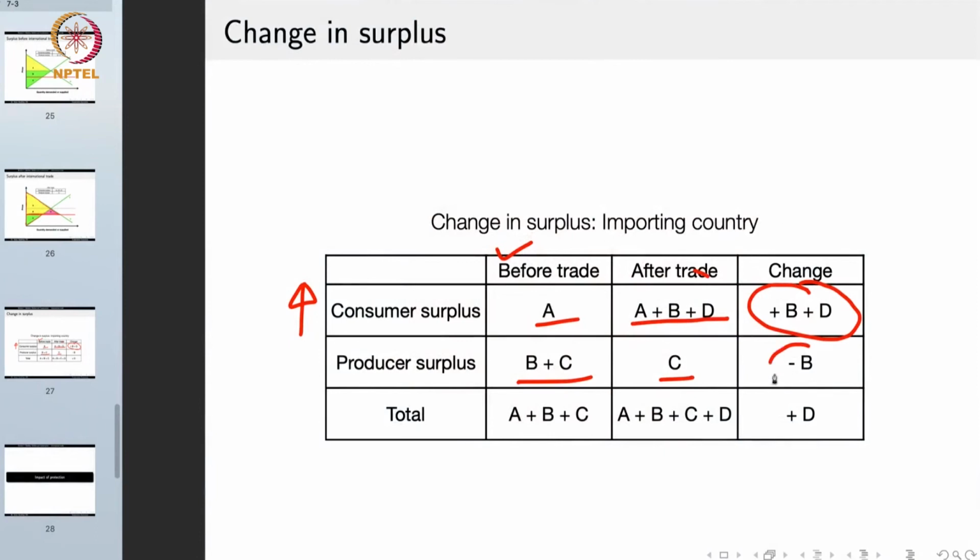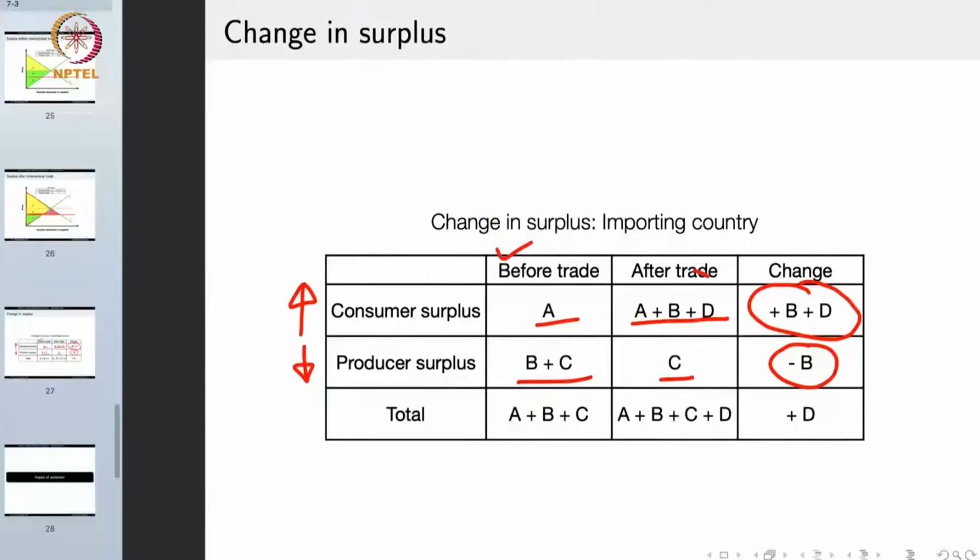In the case of the producer surplus, before it was B plus C, now it is only C. So there is a net change of minus B. So the producer surplus has gone down. And why has it gone down? Again, because the producer surplus is the difference between the price that the producers get and their cost of making the things. Now the cost of making the good does not change, but the price that the producers will get has gone down, which reduces the producer surplus. And the change is minus B.